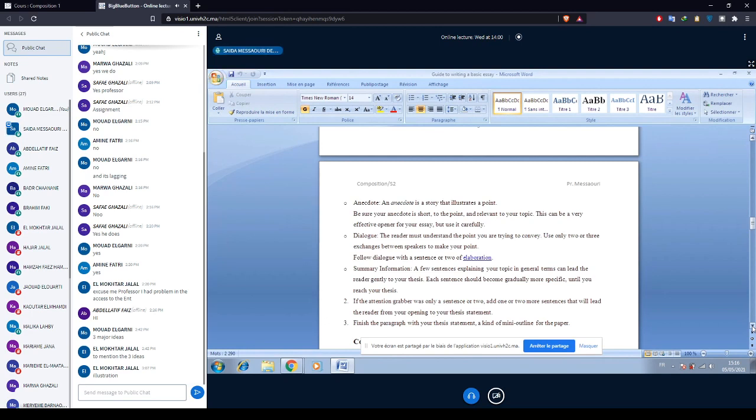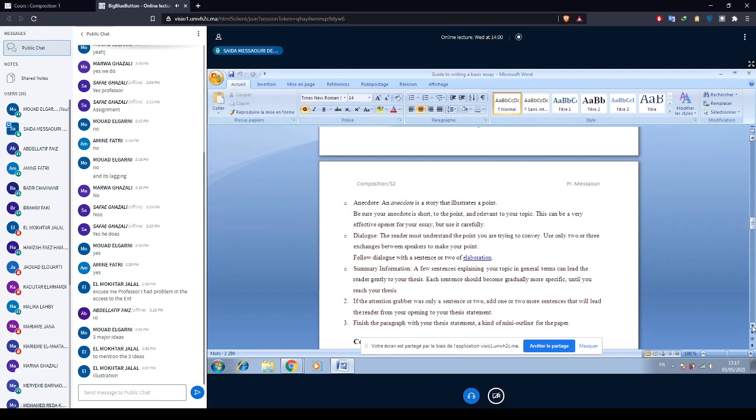You can use dialogue. The reader must understand the point you are trying to convey. Use only 2 or 3 exchanges between speakers to make your point. You can imagine a sort of conversation just to put the reader into the frame. Follow dialogue with a sentence or 2 of elaboration. Or you may use summary information. A few sentences explaining your topic in general terms can lead the reader gently to your thesis. Each sentence should become gradually more specific until you reach your thesis.